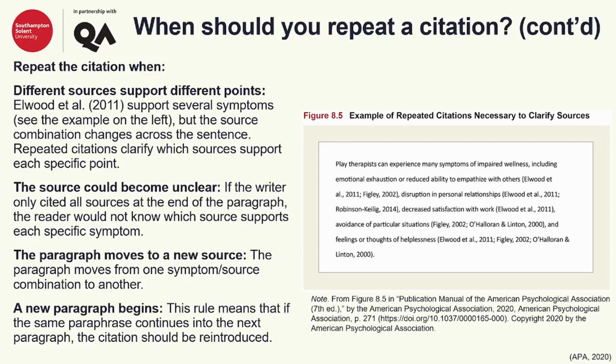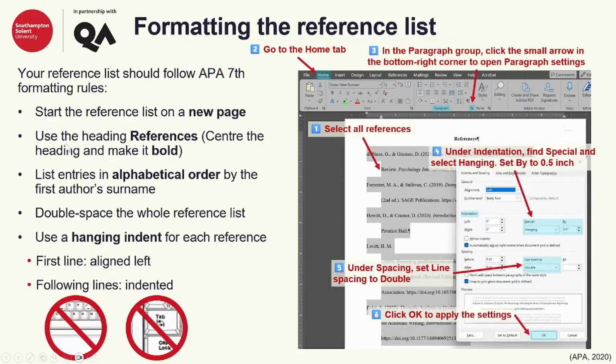Once all citations and references have been checked, the complete reference list must be formatted consistently. Your reference list should begin on a new page. Use the heading References, center the heading, and make it bold. Arrange all entries in alphabetical order according to the surname of the first author. The whole reference list should be double-spaced. Do not add extra blank lines between individual references.